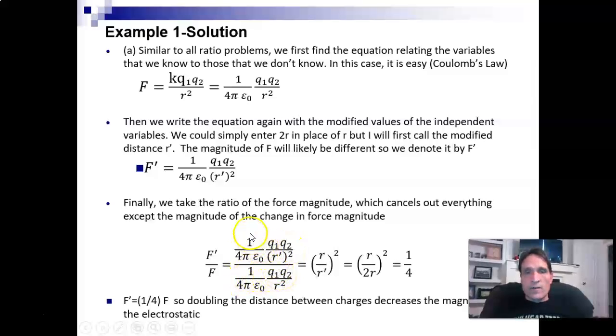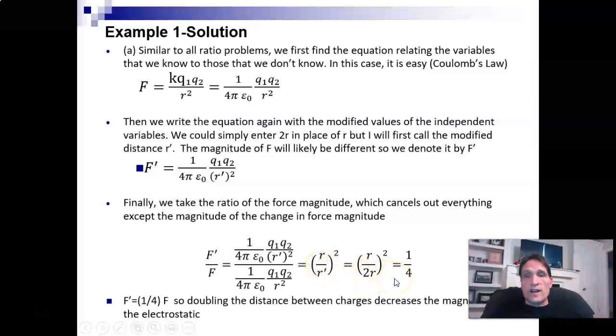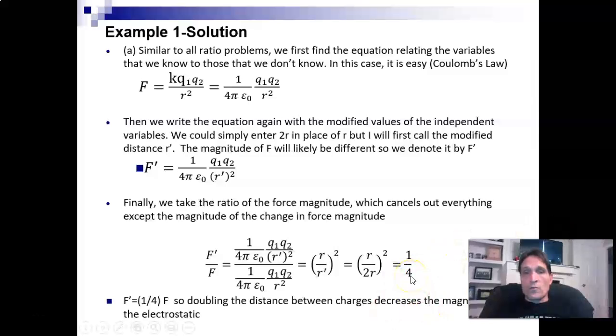Okay? Now everything's going to cancel out. All these constants cancel out. The charges Q1 and Q2 are the same under both conditions. We haven't changed them. The only thing we've changed is the separation, r to r prime. So everything else is going to cancel out, and we're left with the magnitude, F prime over F, is just r over r prime, squared. Okay. Now we can substitute r prime as 2r, and we see that the force is only 1/4 of the magnitude as it was previously.